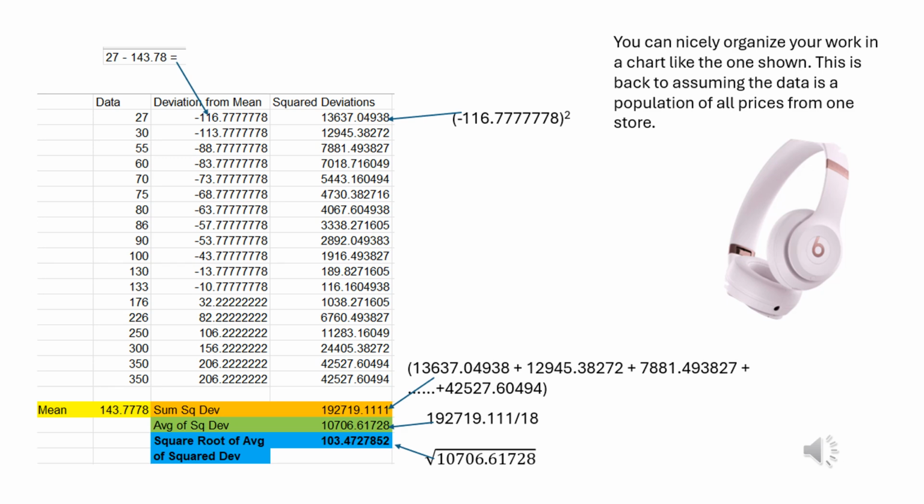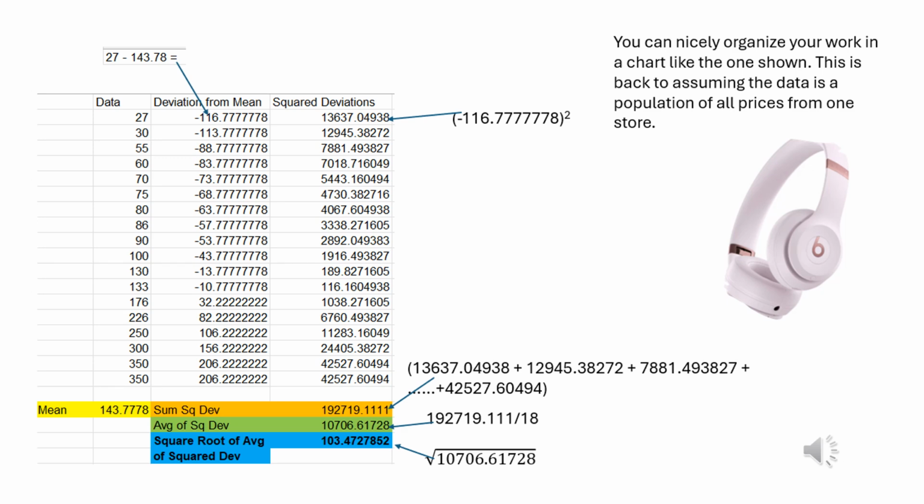I'm going back to assuming that this was all the prices from one store, so we're treating it as a population again and not a sample. So I divide that sum by 18, giving me the average of the squared deviations. But if you take the square root, it dampens the effect of having squared everything, and that gives us a good read for how much the prices differed from the mean. So once again, we have $103.47 when we treat this as if we had the full population of prices.